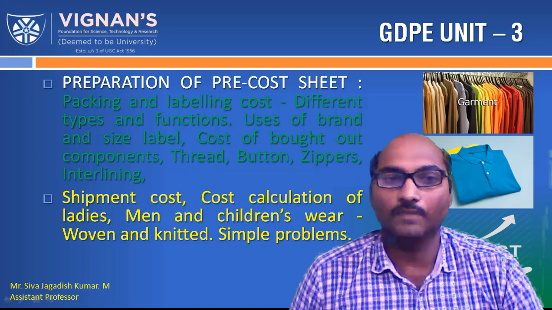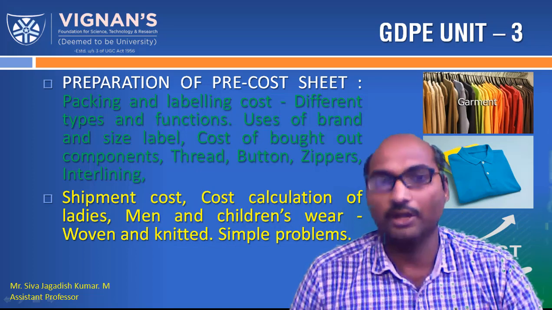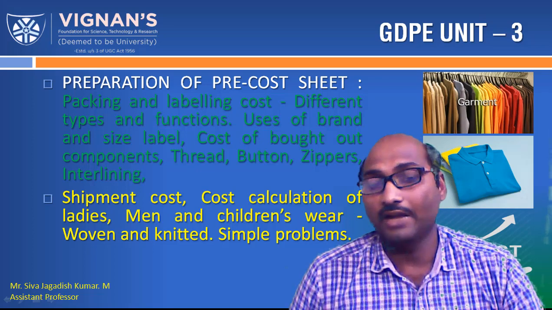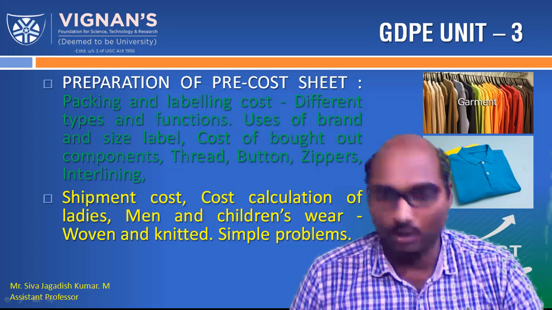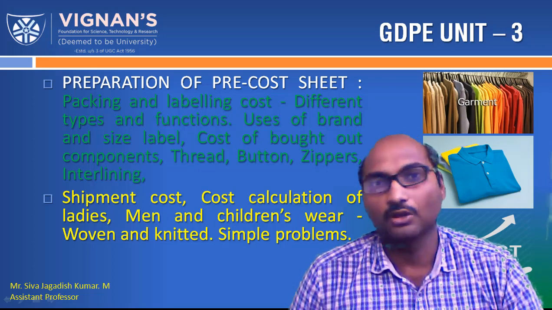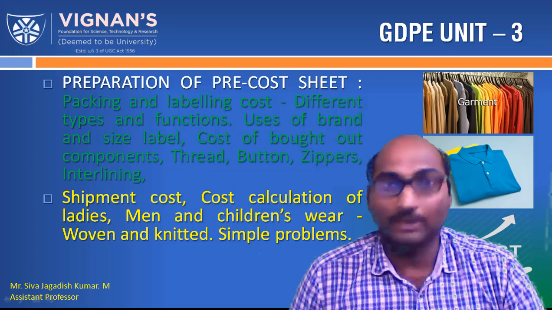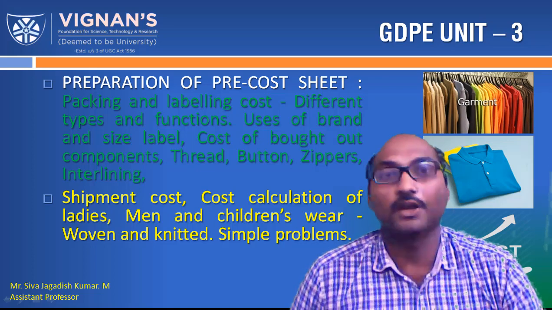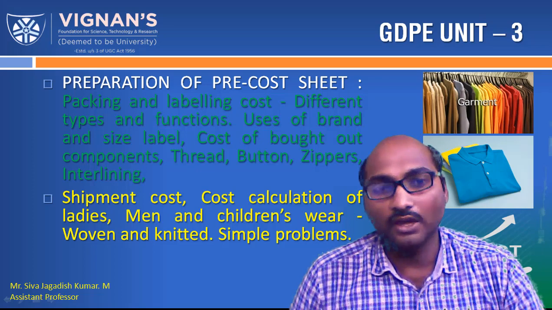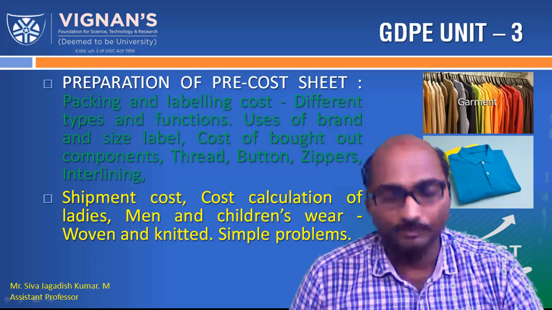So far we have discussed the packaging and labeling cost, different types and functions, use of brand and size labels, cost of bought-out components, thread ratios, thread consumptions, button consumptions, button cost, zippers and interlining costs. The things which are left we will cover in unit 3.